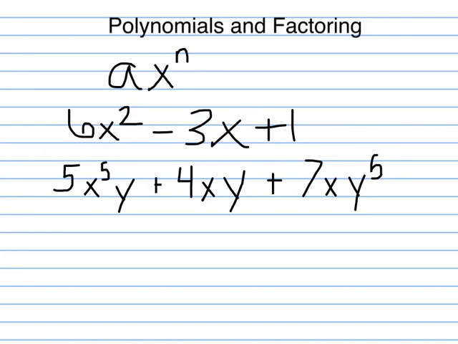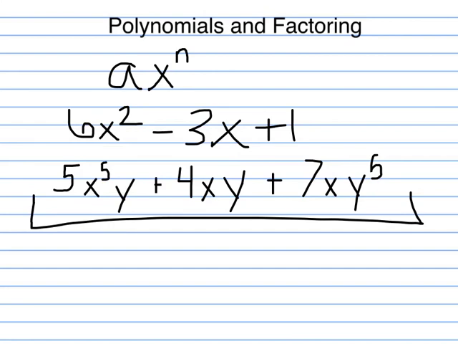So let's look at this last polynomial here. This polynomial is made up of what we call different terms. So this would be a term of the polynomial, this is another term, and this is another term of the polynomial. The number in front of each term, the constant in front, is called the coefficient. Okay? 5 would be the power on x, and 1 would be the power on y here.